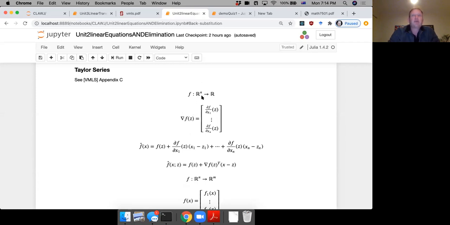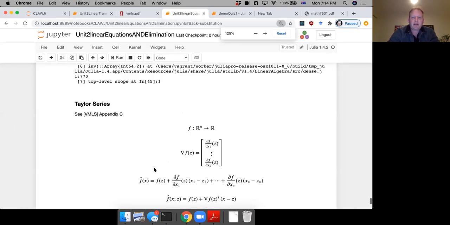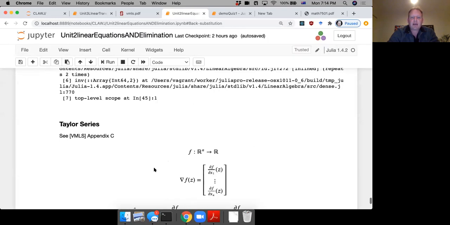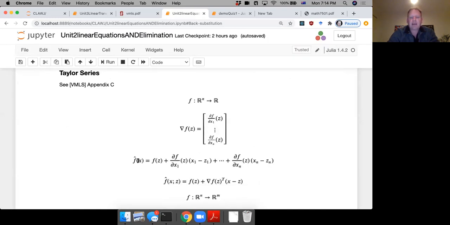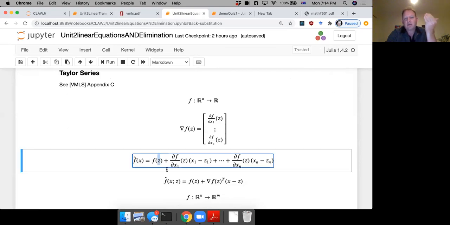Your function could be a rather complicated function. So what you're going to do is look at the function. Let me zoom in just a bit. You call this f hat. And you'll say, what is f hat of x? Well, f hat of x is just going to be an approximation around the point z. Z is a fixed vector in n-dimensional space. This, by the way, is all in the VMLS book in Appendix C.